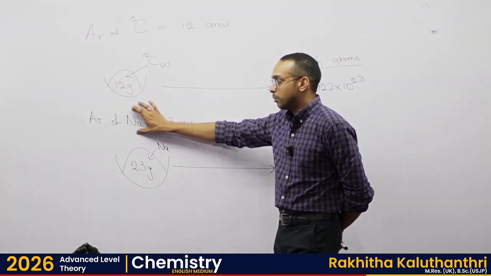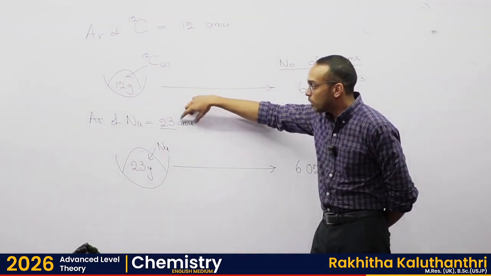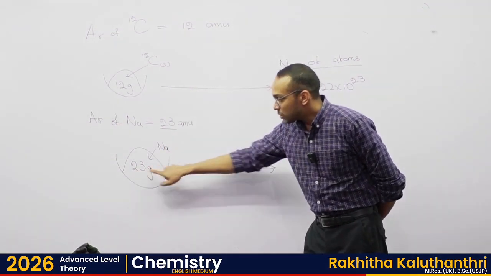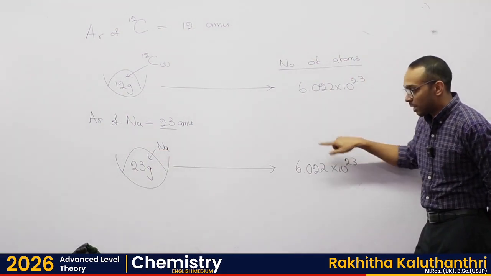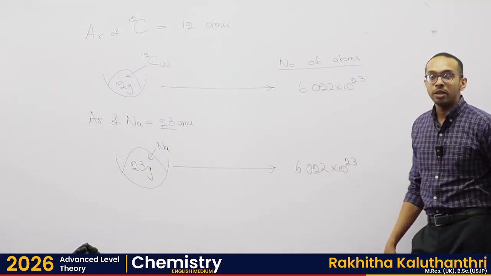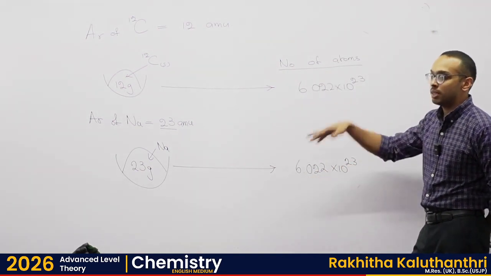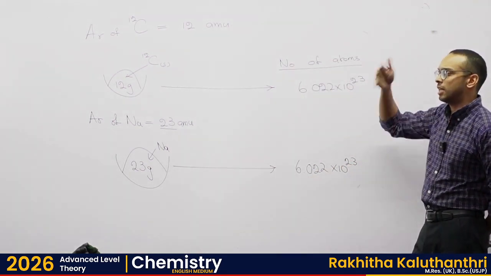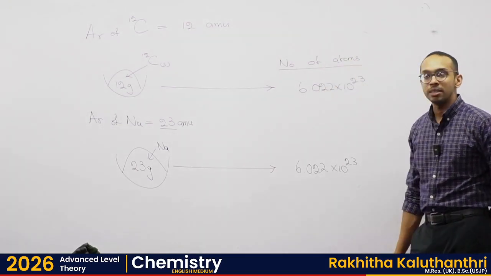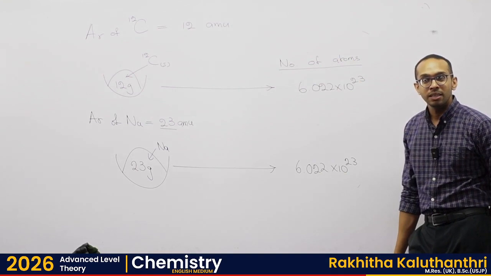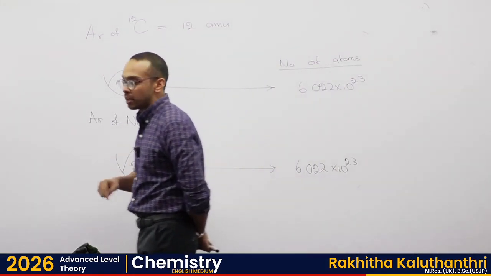He takes a look at the element's relative atomic mass. If the relative atomic mass is 23 AMU, he would take 23 grams and calculate the number of atoms of that particular element in that 23 grams. So then he gets to this number. He did this for sodium, magnesium, calcium, and many other elements, and got the same answer. Is that clear? Then he realized this number is significant, this number is important.